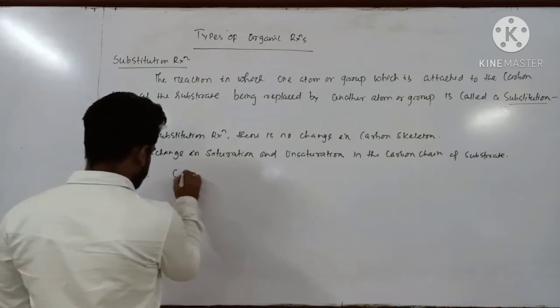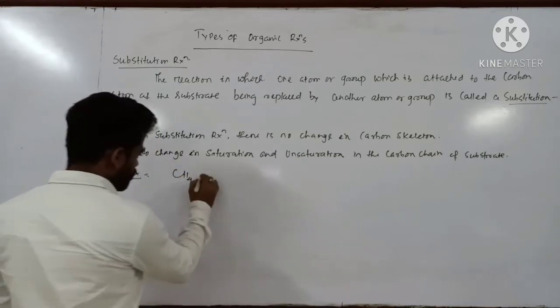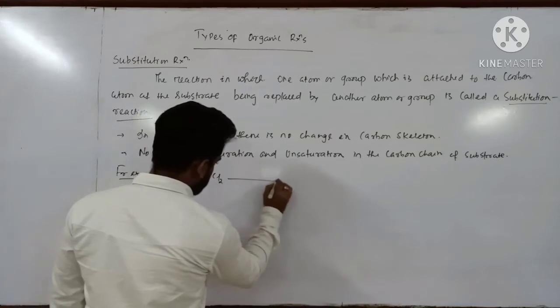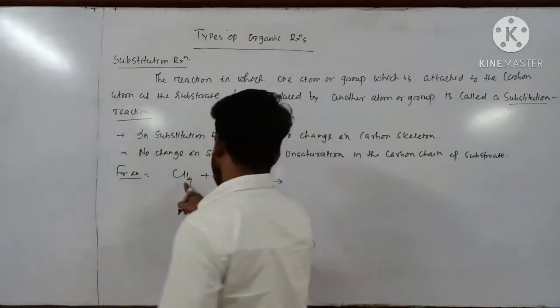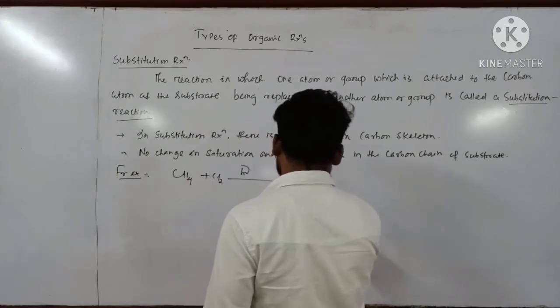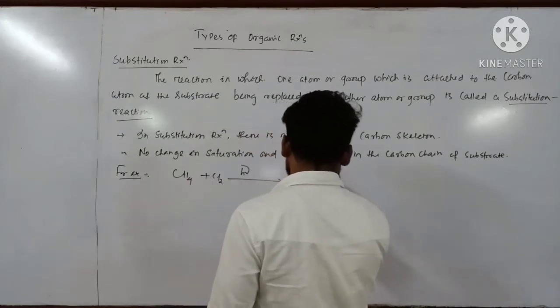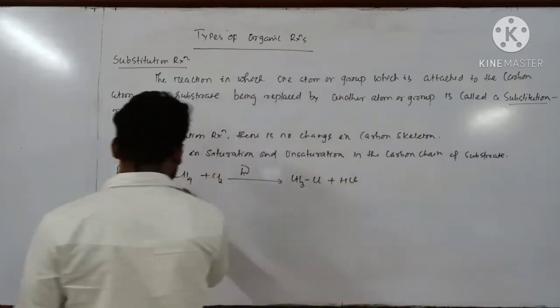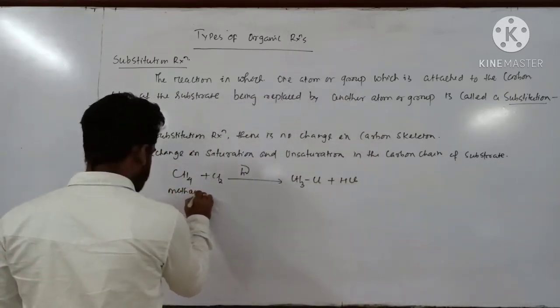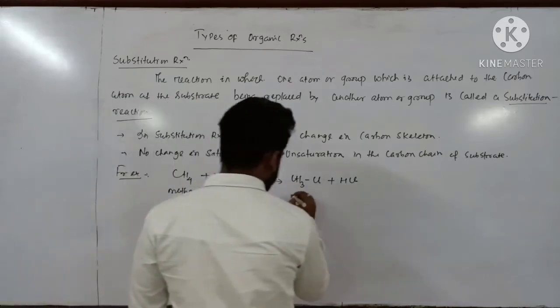Simple halogenation: methane reacts with chlorine in presence of sunlight. One hydrogen from methane gets substituted by one halogen atom, chlorine, giving CH3Cl plus HCl. This one is methane. This one is methyl chloride.